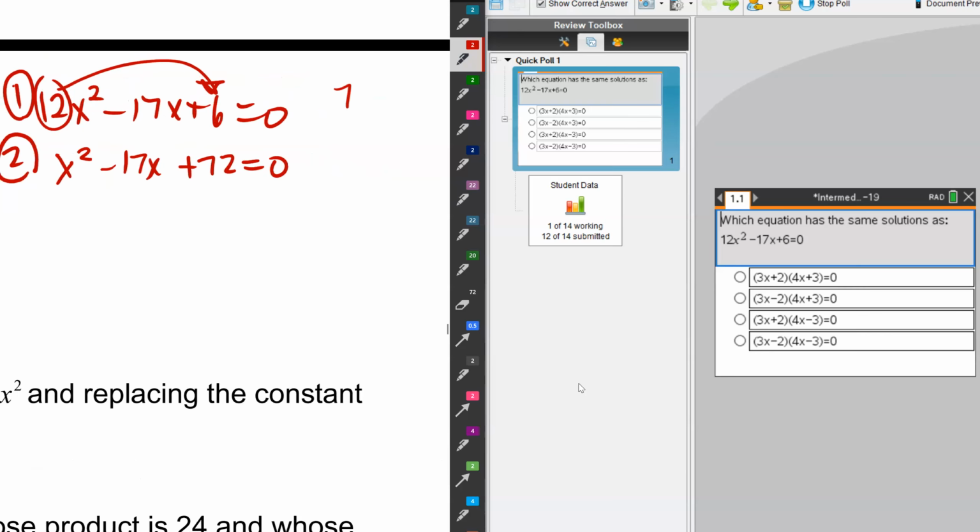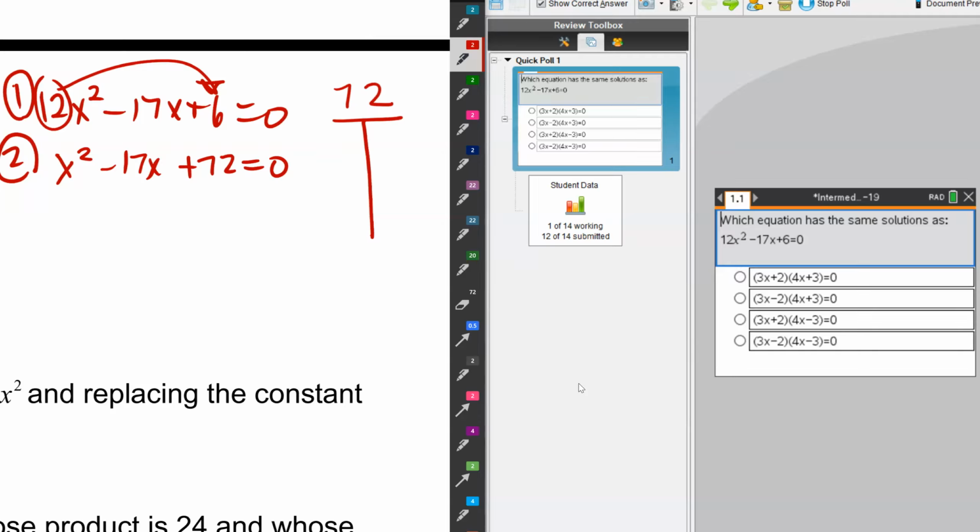So let's think of factors of 72. But before we do that, they multiply to 72, which is positive, and add to a negative. So we have to have 2 negatives, okay? Because when you add, it gives me a negative number, and if you multiply 2 negatives, it gives you a positive.